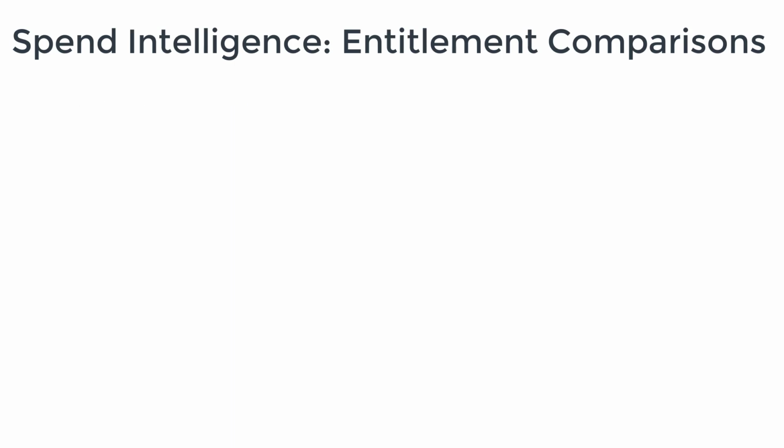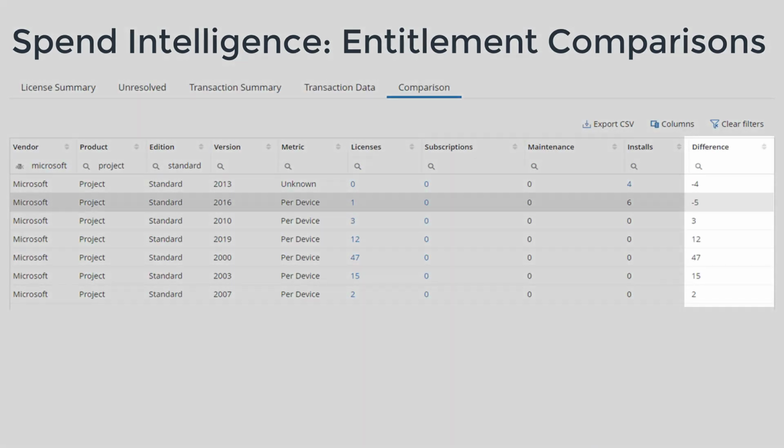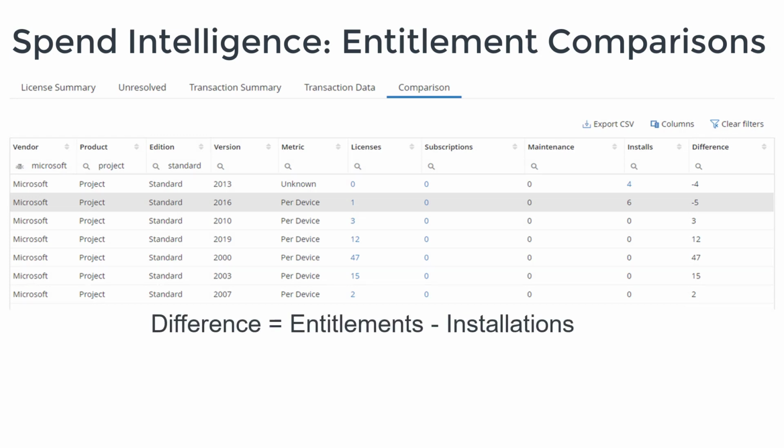The difference column on the Comparison tab of the License Summary view in the License Manager component of Ivanti Neurons for Spend Intelligence shows you the difference between the number of installations of a software title and the number of licenses and subscriptions you have for that title. This is only for software titles with a per-device license or similar. Remember, there are many ways of licensing a software title, and comparing installations with licenses only makes any sense when the title needs a single license or subscription for each installation.